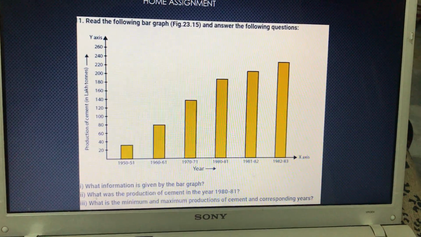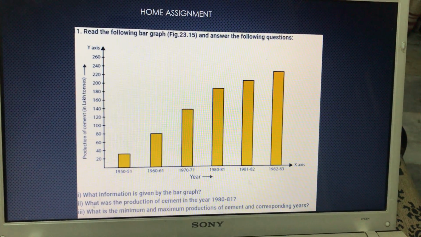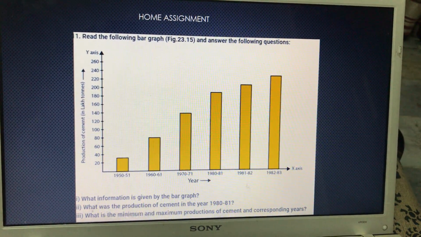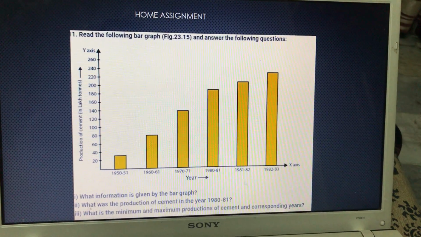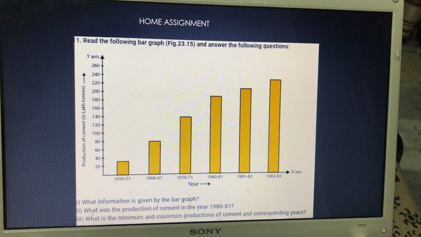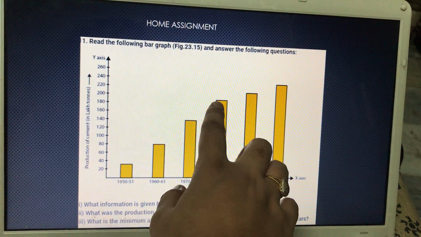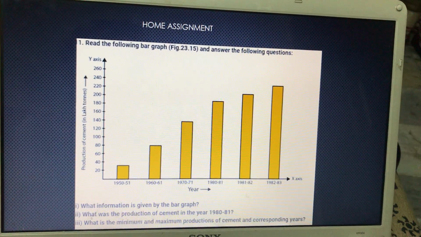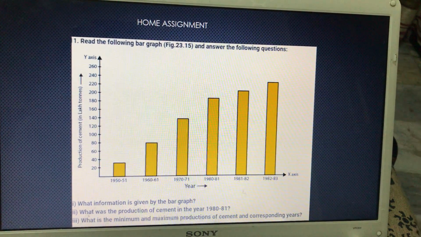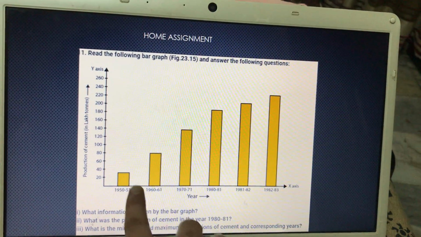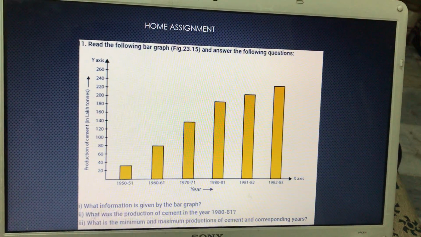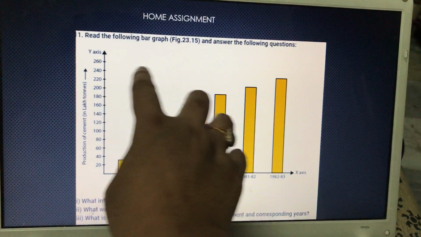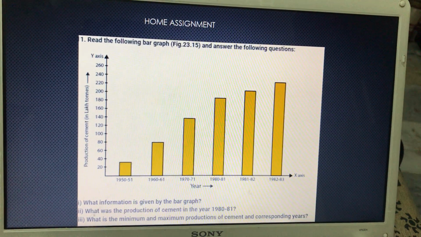Next again, what information is given by the bar graph? On the vertical axis we have the production of cement and in which year. So this is giving information on how much cement is produced in which year. What was the production of cement in the year 1980 to 81? For 80 to 81 we have 200 lakh tons. These are the units given, 200 lakh tons. What is the minimum and maximum production of cement and the corresponding years? Minimum is here, that is approximately 30, and maximum is here, which is 240, right?